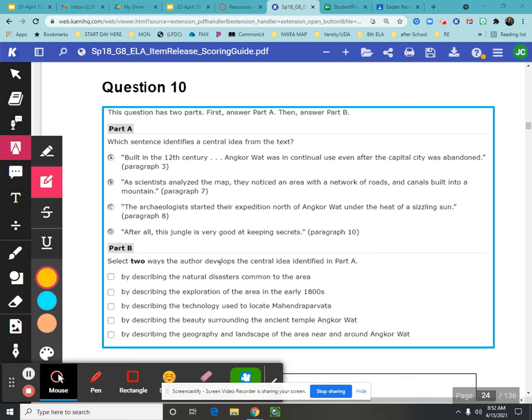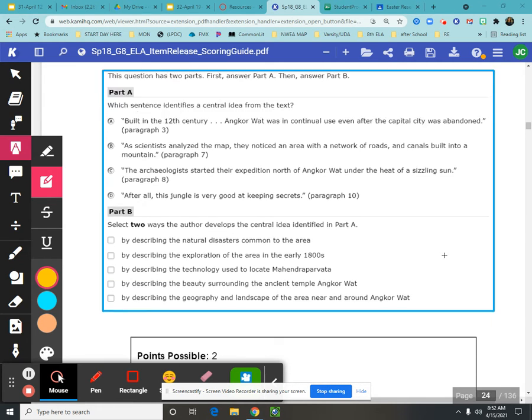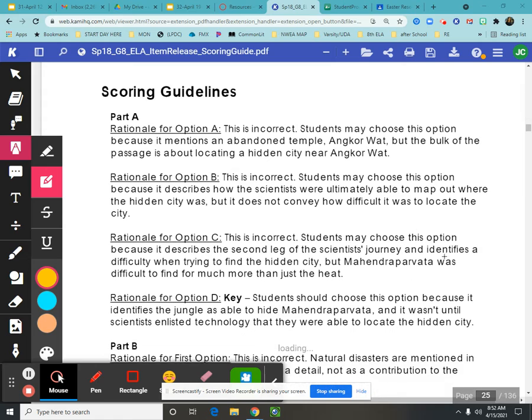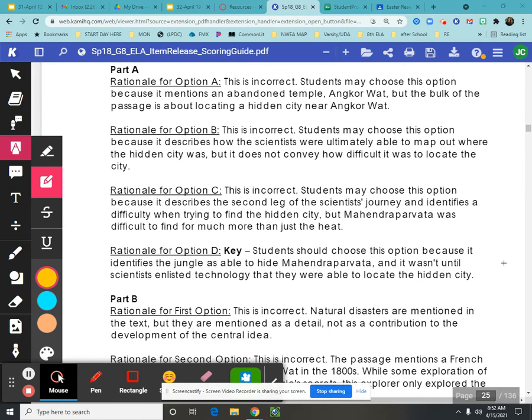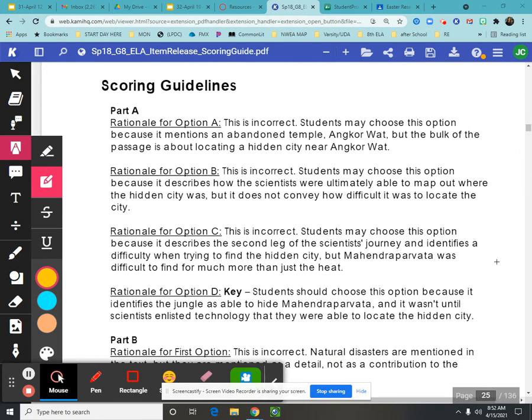You have to have two ways that the author develops the central idea. So two of these would be the choice for supporting A. So the answer was D. Did you guys have it? Okay, that's what I thought. The answer was D. Students should choose this option because it identifies the jungle as able to hide, that word, and it wasn't until scientists enlisted technology that they were able to locate the hidden city.